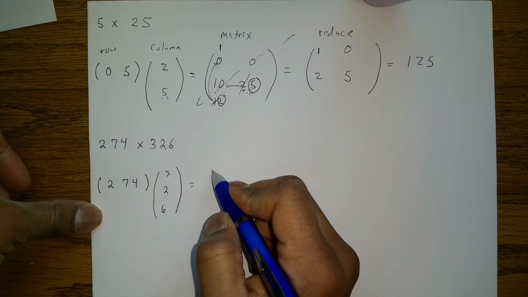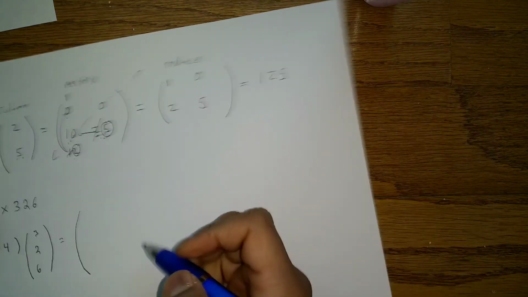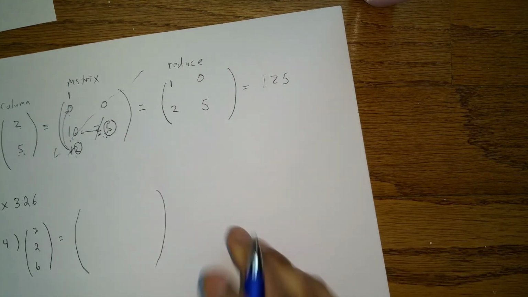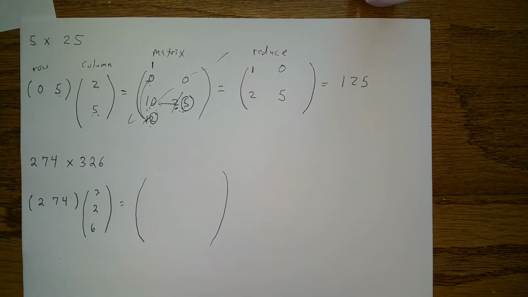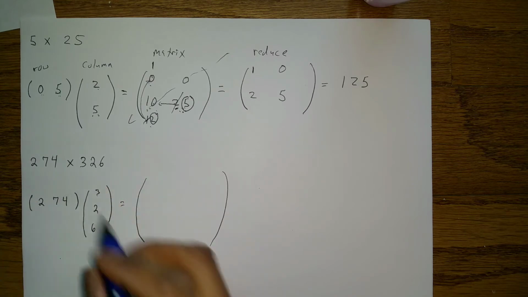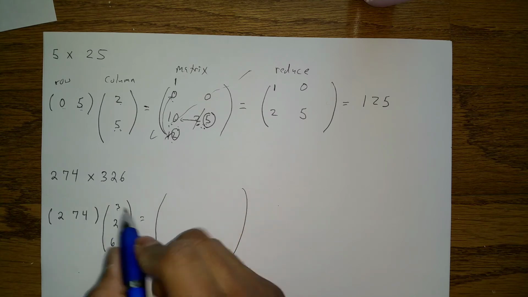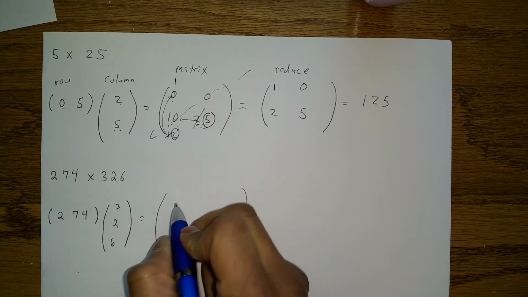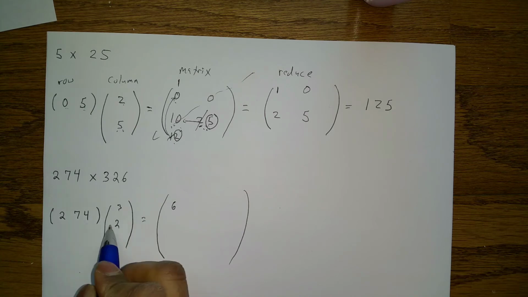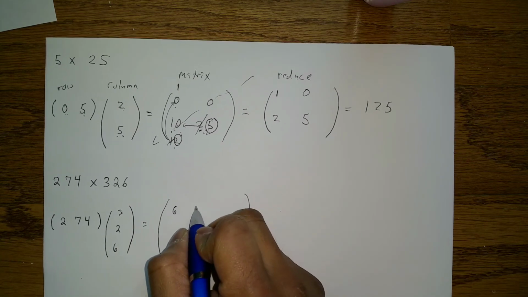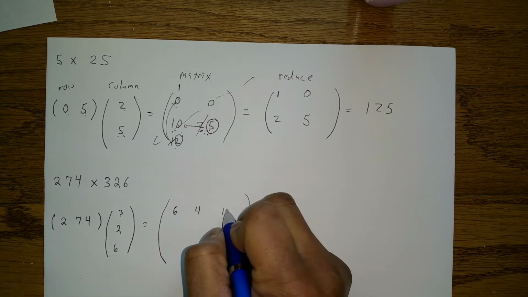All right, now I'm going to start building this. And the great thing about building it is you kind of already know what the structure is going to look like, because I know I'm going to have 3 rows and 3 columns, because I have 3 entries in both of them. All right, so I start building my first row. 2 times 3 is 6. 2 times 2 is 4. 2 times 6 is 12.